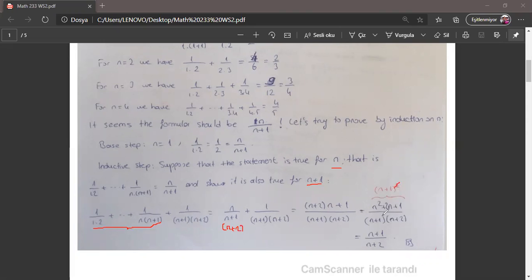So if we isolate these ones, we divide by n plus 1. So we get n plus 1 over n plus 2, as we wanted to show, right? For n plus 1, we showed that this is equal to n plus 1 over n plus 2. So we're done. We proved by induction that our argument is true for any n greater than 1.